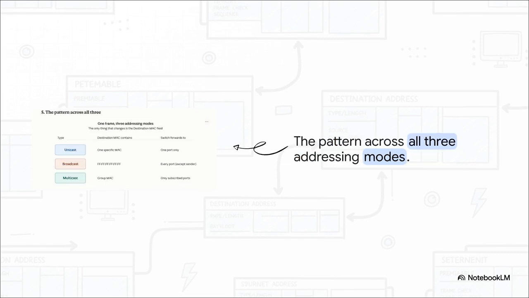So, to summarize the sheer elegance of Ethernet here, the frame structure itself never changes, not once. The switch's behavior simply adapts based entirely on what is written in that single destination MAC field. Specific MAC sends it to one port. All Fs floods it to every port. Group MAC sends it only to subscribed ports. It's an incredibly brilliant yet beautifully simple design that literally runs the entire world's local networks.